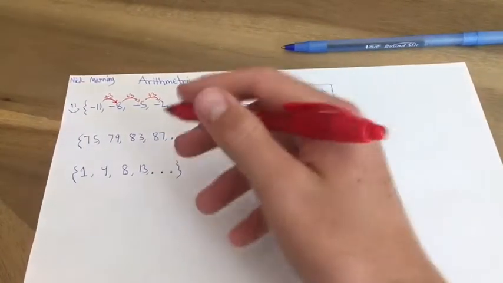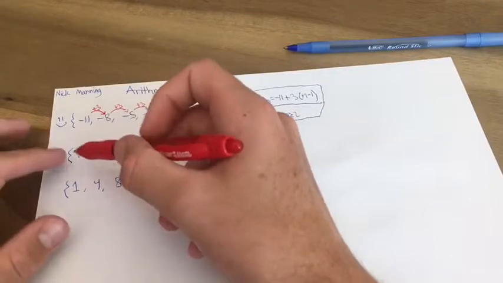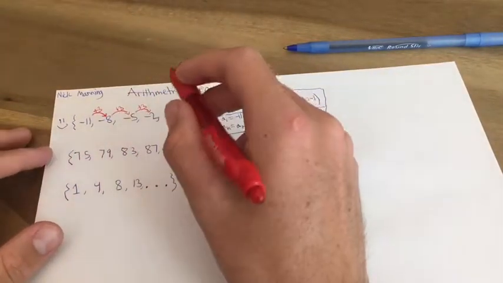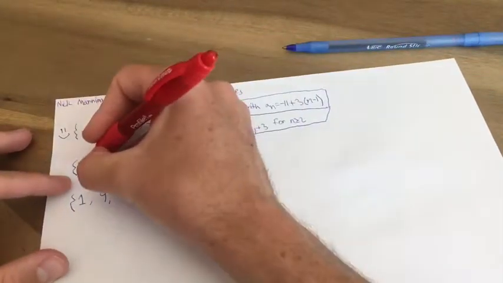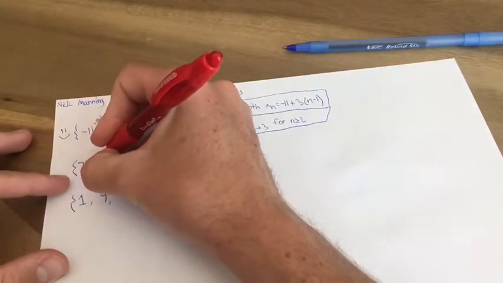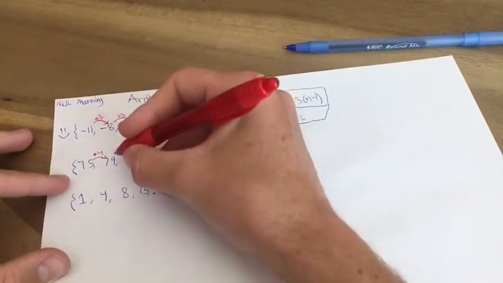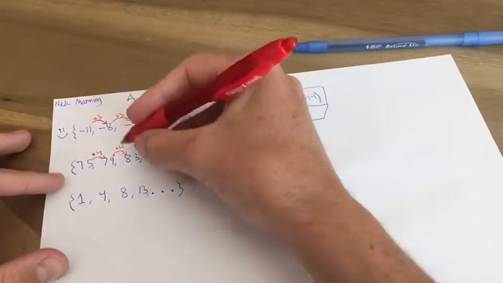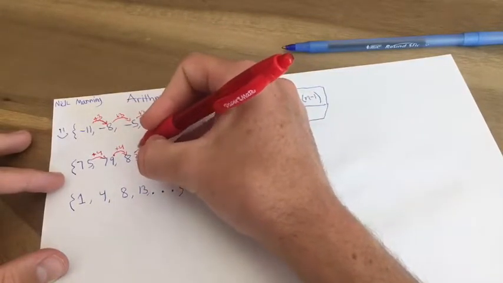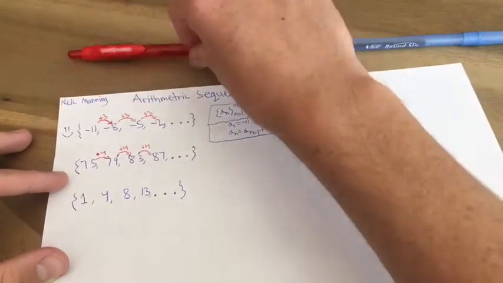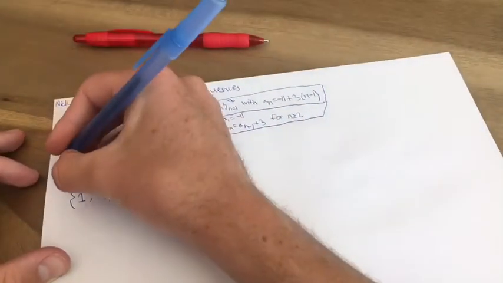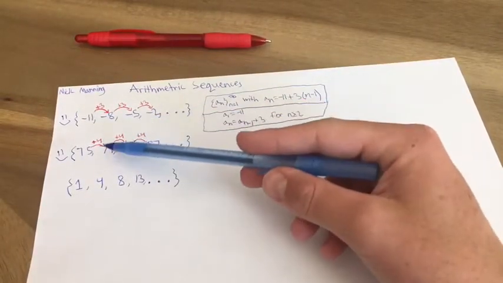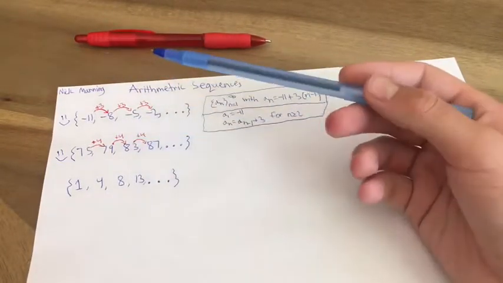So let's go on to our next one. To get from 75 to 79, we needed to add 4. To get from 79 to 83, we need to add 4. To get from 83 to 87, we need to add 4. Boom, another smiley face. That is another arithmetic sequence because we are increasing by a fixed amount.